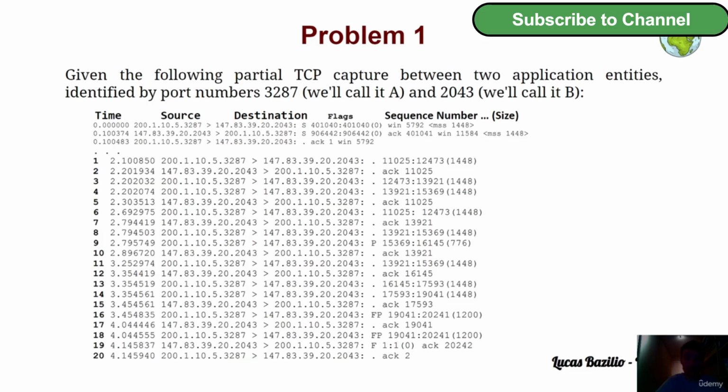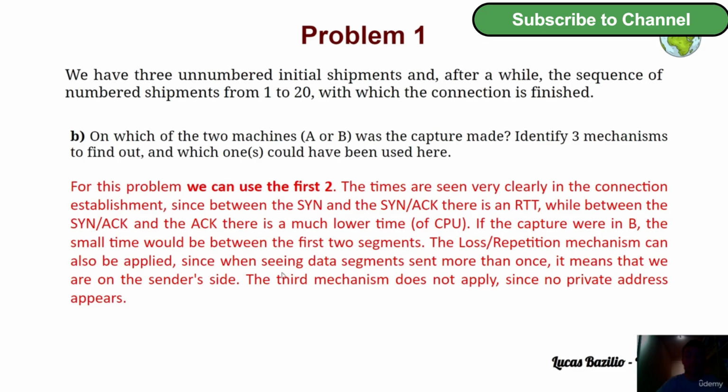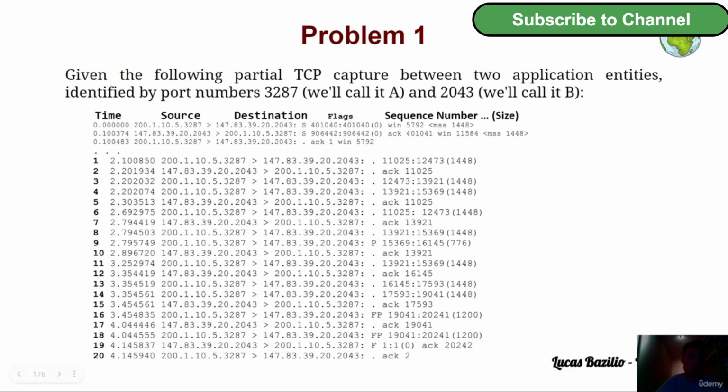So as we can see in this trace, we can see data segments that are sent more than once. Okay, this means that we are on the sender side. Essentially, we can conclude from this that we are on the application A. Where are those segments that are being repeated?